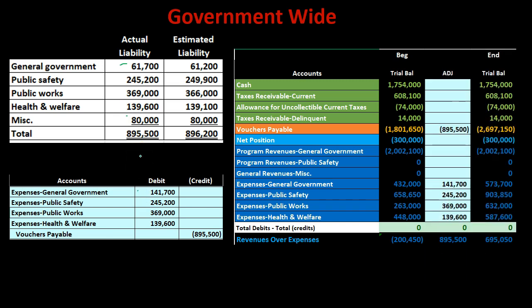This is going to be more of a standard type of transaction. We're recording the expenses into their respective expense type accounts grouped by category. The credit then going into the liability into the vouchers payable account.